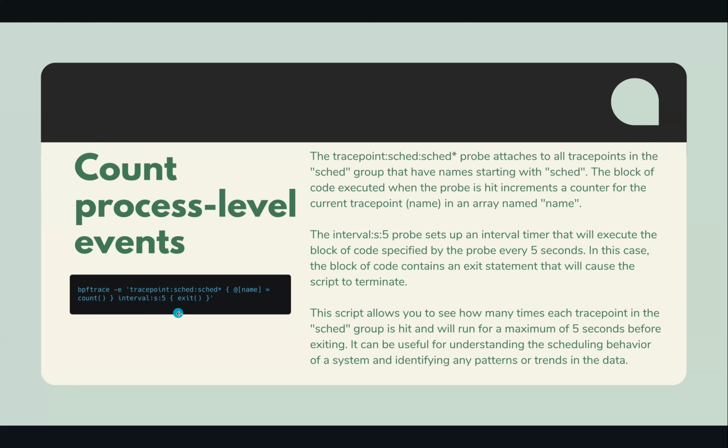What happens is it will trace all the tracepoints that have the same pattern of sched, and count the number of times each tracepoint is hit. The script also sets up an interval which will exit after 5 seconds. So it will see how many times this function has been called, and it will eventually exit.